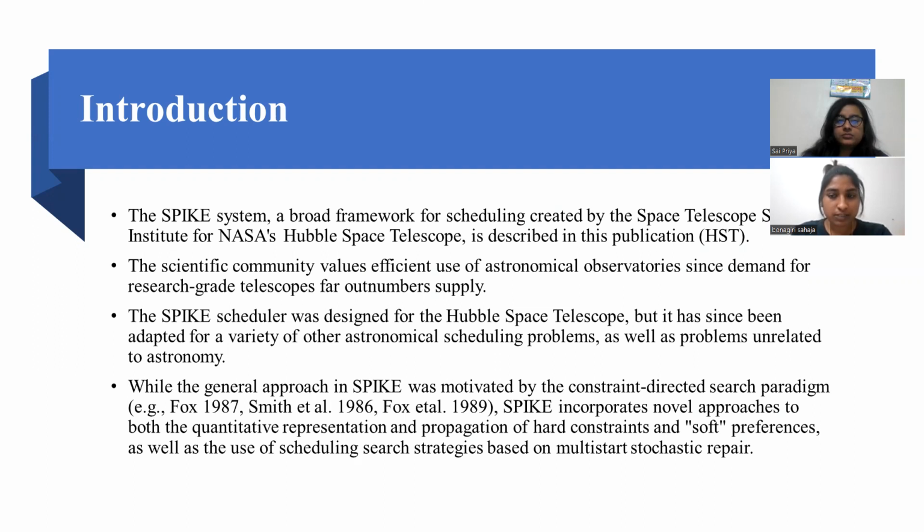Because there is a lot of demand for astronomical observatories, they appreciate how well they are used. There is a computer system called Spike that was made for the Hubble Space Telescope, but it has since been used to solve other problems in both astronomical and non-astronomical fields. Aside from the basic idea, Spike adds new techniques to how hard restrictions and soft preferences are qualified, and to how the scheduling search algorithm, based on multi-start stochastic repair, is used to find the best time for tasks.